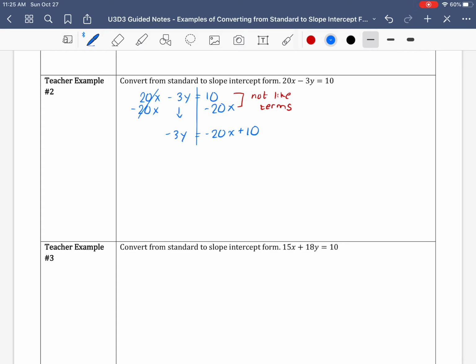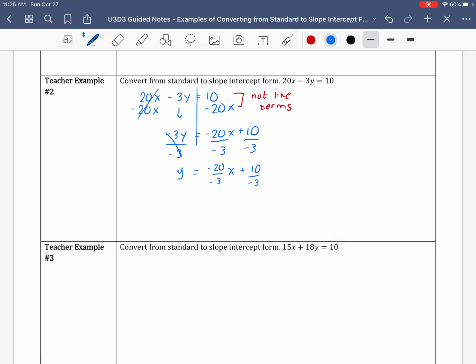From here, y still has a coefficient in front of it with that negative 3. So in order to get rid of the negative 3 and completely isolate y, we need to do the inverse, which in this case is to divide by negative 3 on both sides. So here our negative 3 cancels to 1, and we're left with 1y, which equals negative 20 over negative 3 x plus 10 over negative 3.